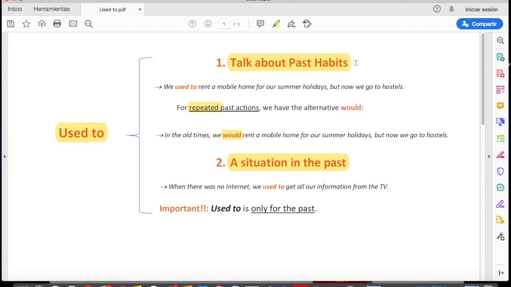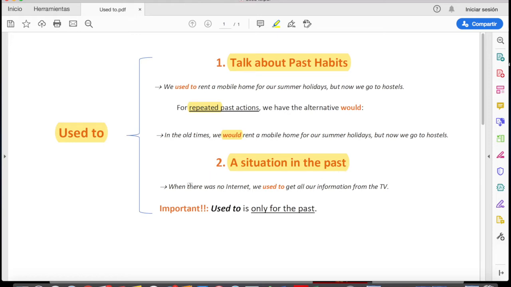Okay, so this is the first meaning. Talk about past habits. Remember, we can use used to, or exceptionally, sometimes we can use also would in a more formal tone. Okay. Also, when we are using used to, we can be talking about a situation in the past, not exactly a habit, but the situation that was the common situation in those days. Okay.